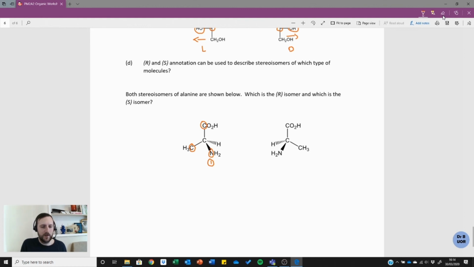Now we said these two carbons are obviously going to have the same priority as they've got the same atomic number. So what we need to do is go to the next atom bound to that carbon. Okay, so for this one here, we've got 3 hydrogens bound to it.